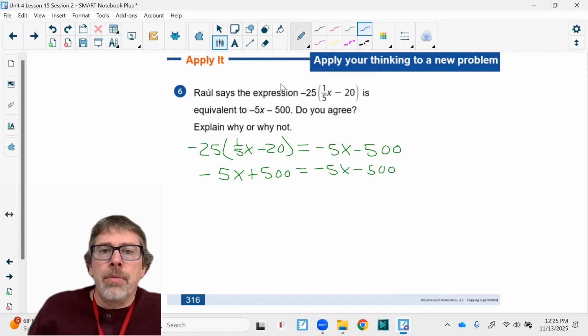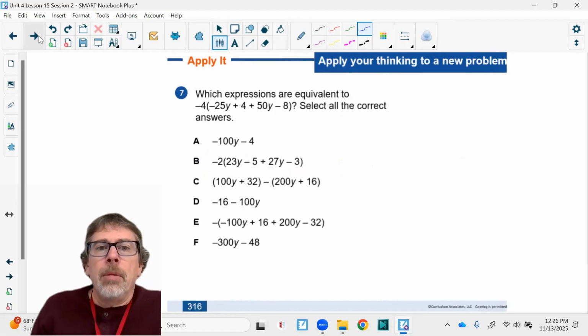So notice we have a minus here and we have a plus here. So therefore, they are not equal. So you put a line through an equal sign, that means not equal. And your explanation is your work. So this explains why they're not. We're subtracting 500 on this side. We're adding 500 over here. They are not equal. Number 7.